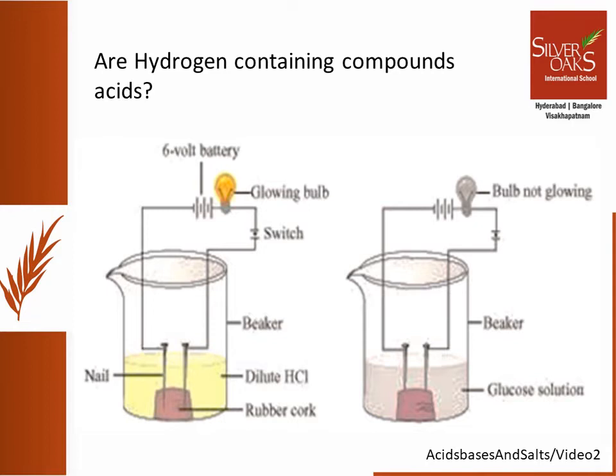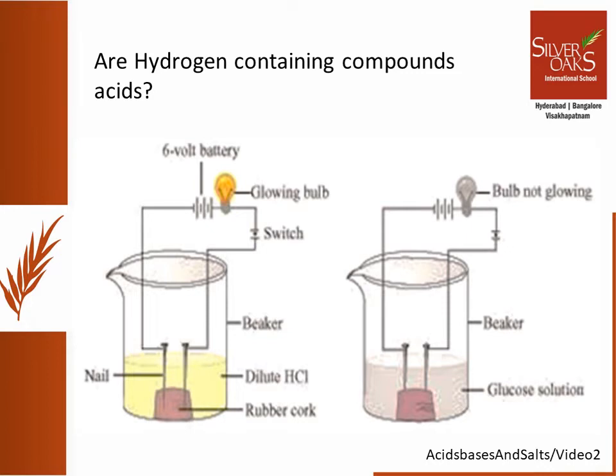So this experiment also proves whether all hydrogen containing compounds are acids or not. In the first beaker, we have taken dilute HCl and we observe that the bulb glows. Whereas in the second beaker, the solution taken is glucose. Glucose is C6H12O6. It has 12 atoms of hydrogen, but we observe the bulb will not glow.